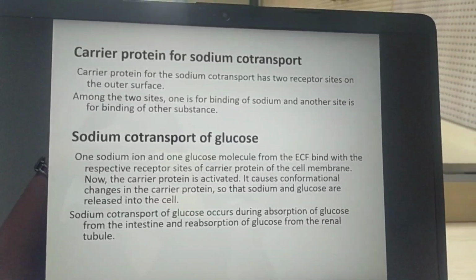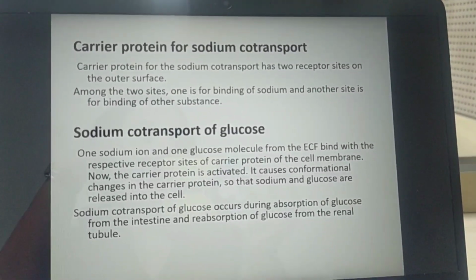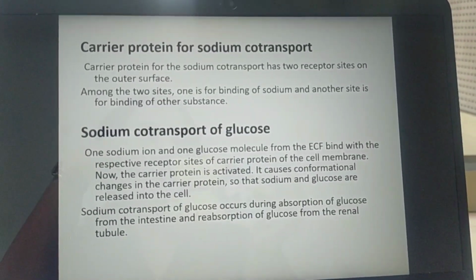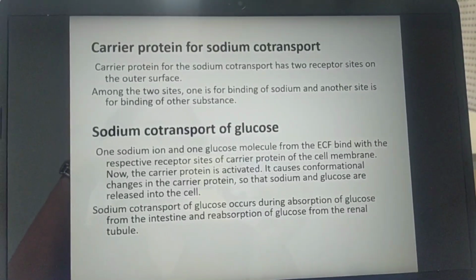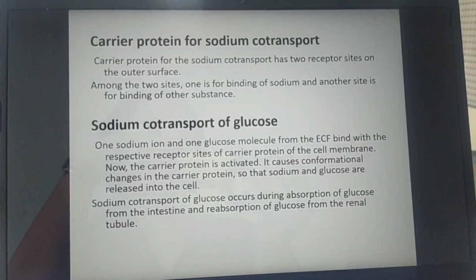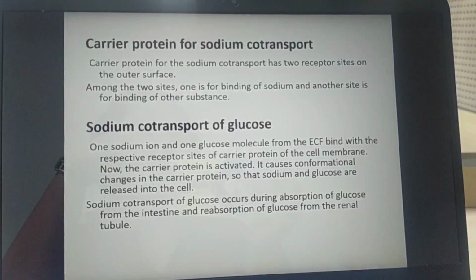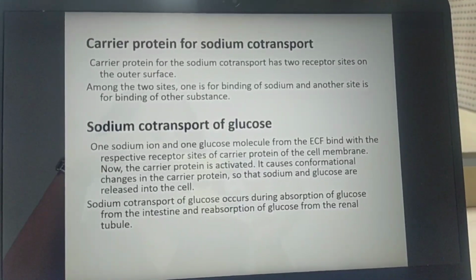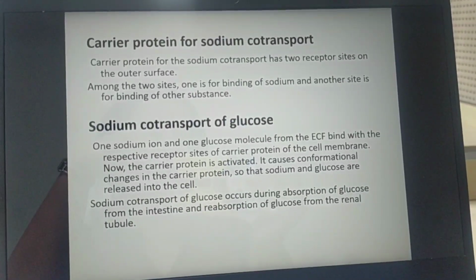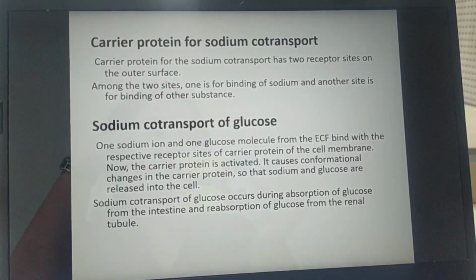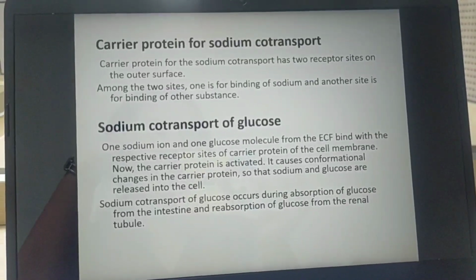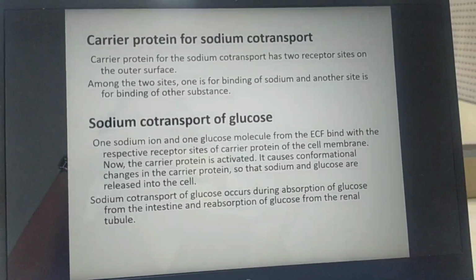Carrier protein for sodium co-transport. The carrier protein of the sodium co-transport has two receptor sites on the outer surface. Among the two sites, one is for binding of sodium and another site is for binding of the other substance. Sodium co-transport of glucose. One sodium ion and one glucose molecule from the ECF bind with the respective receptor sites of the carrier protein of the cell membrane. Now the carrier protein is activated and it causes conformational changes in the carrier protein so that the sodium and glucose are released into the cell.